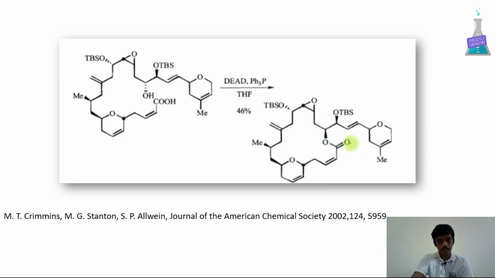You see here only this portion, the reaction happens. This dash will convert to wedge, and this COOH will convert to C double bond O. This is taken from JACS.